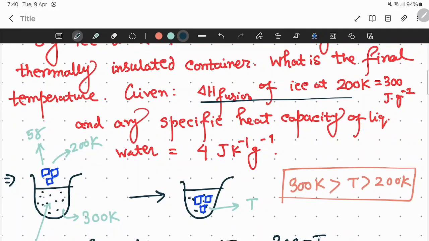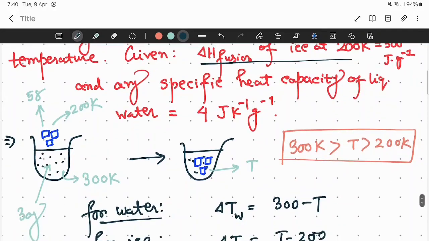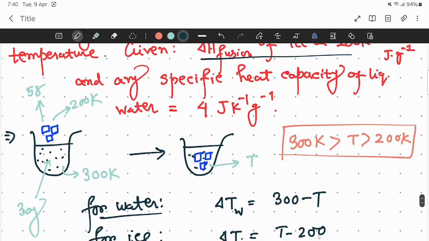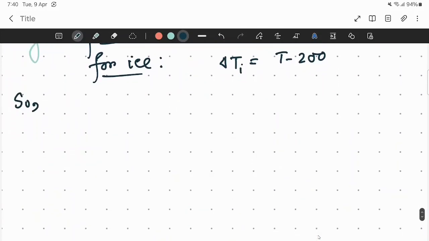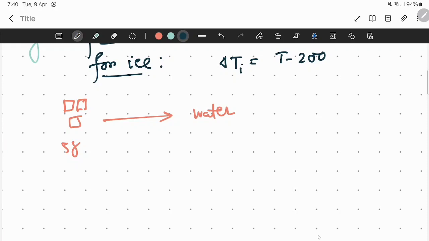This is 300 joule per gram. This heat is also released. This 5 gram of ice also melts into water. For that, it must need some heat. That heat is also provided by the bucket of water.